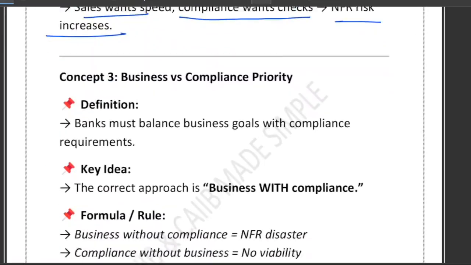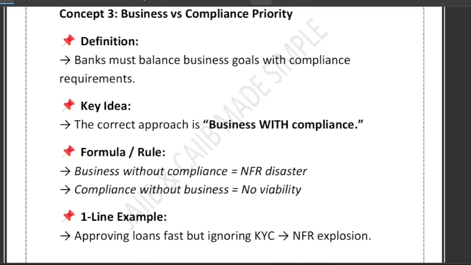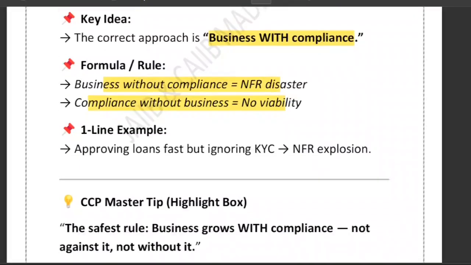Now, business versus compliance priority. One of the biggest challenges in NFR management is balancing. Balancing what? The bank must balance business goals with compliance requirements. Too much business focus creates uncontrolled risk, and too much compliance focus kills business growth. That's why the correct approach is business with compliance. The formula is that business without compliance will cause an NFR disaster, and compliance without business is not sustainable, not viable.